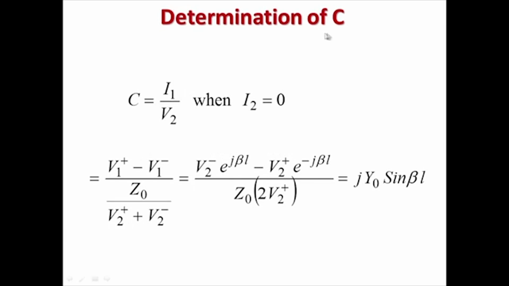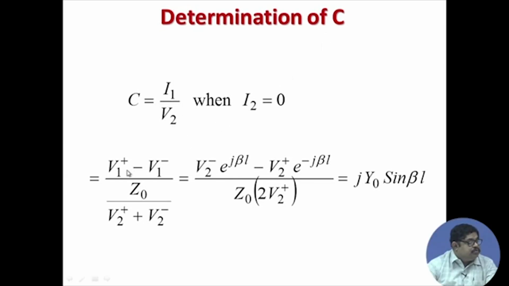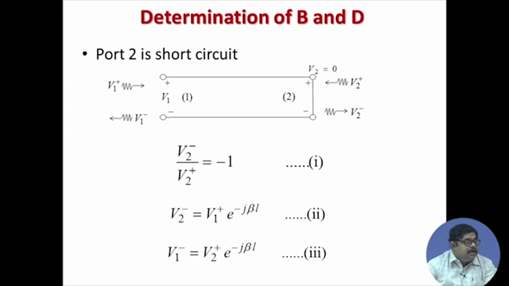Now, you can also determine C. C is I1 by V2. I1 we have already said is V1 plus minus V1 minus by Z0, and V2 is as it is, V2 plus plus V2 minus. Again you do the manipulation, and you see that it comes out to be j Y0, where Y0 is nothing but 1 by Z0, the characteristic admittance of the transmission line, into sin beta L. So, this is an imaginary quantity. A was pure real, C is imaginary.